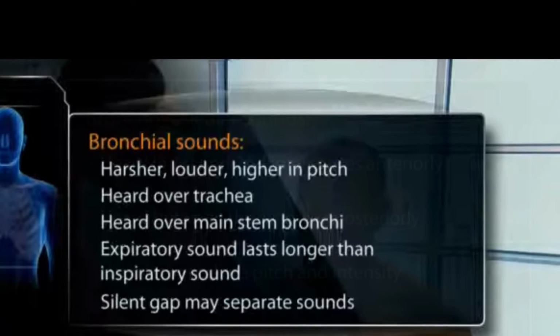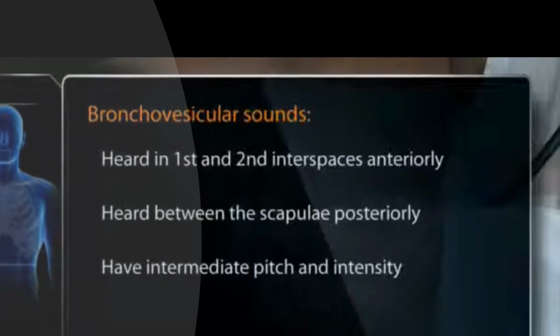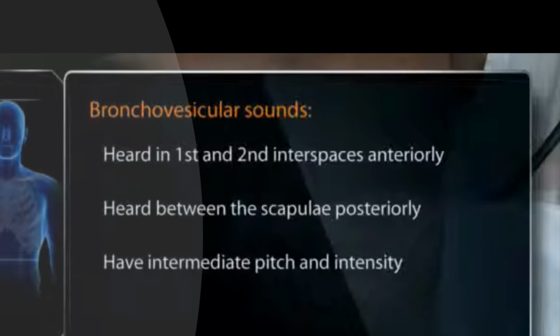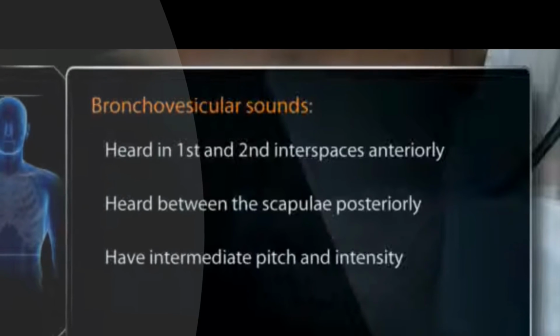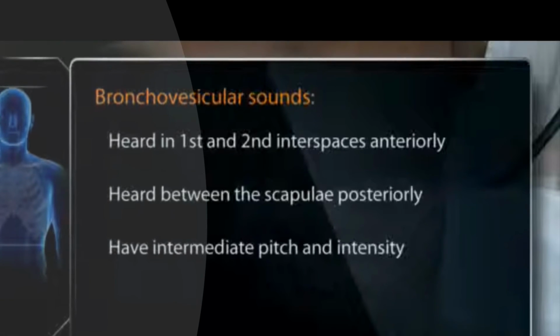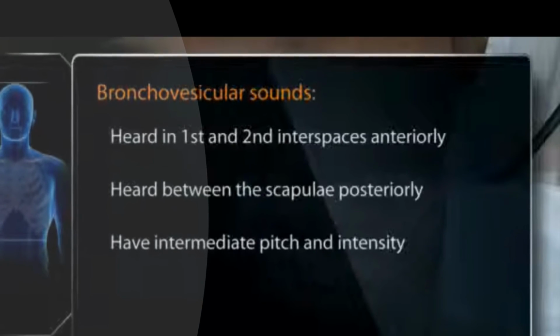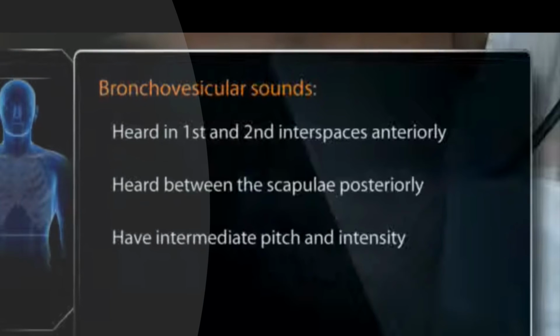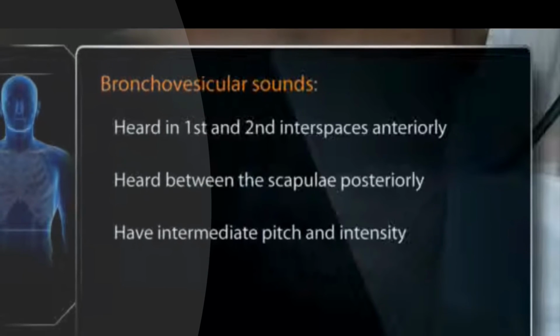Talking about the bronchovesicular sounds, they are heard in the first and second interspaces anteriorly and also between the scapulae posteriorly. They have an intermediate pitch and intensity, and the inspiratory and expiratory sounds are equal in duration and separated by a silent interval.